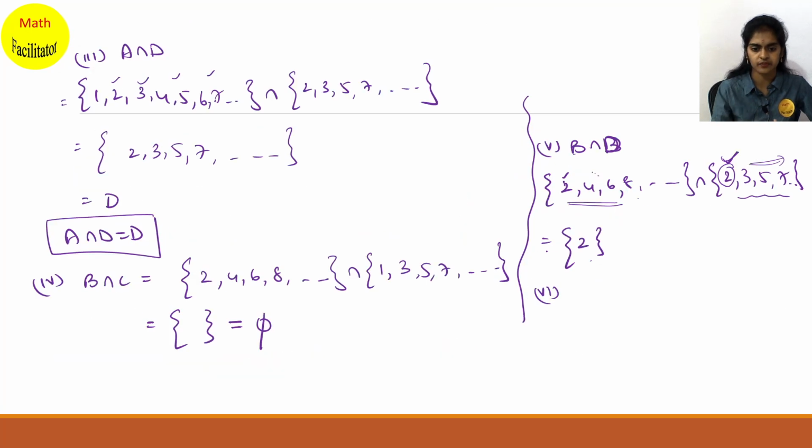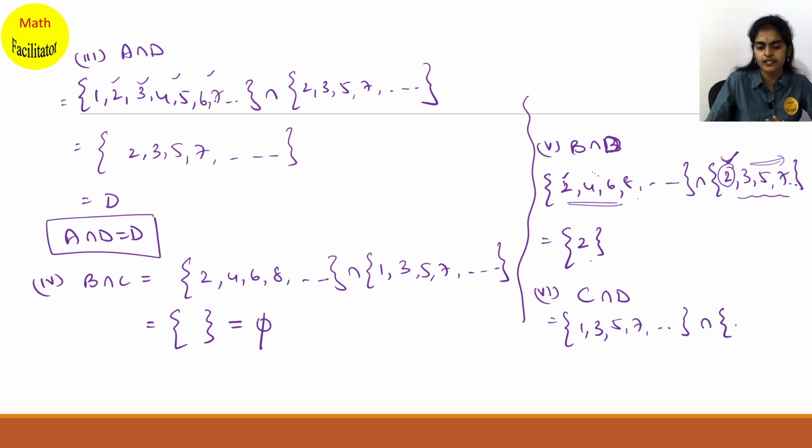C intersection D. C is nothing but the set of all odd elements. D is nothing but the set of prime numbers. Just now I told you that only 2 is an even prime number. Other than 2, all these numbers are odd numbers. So here you can see you have 1, 3, 5, 7.